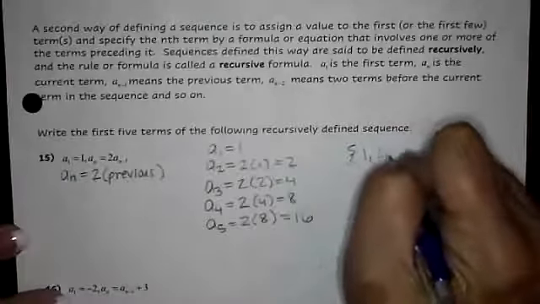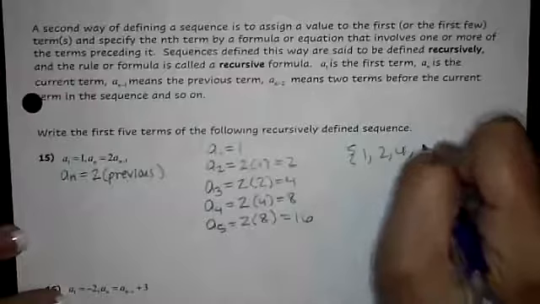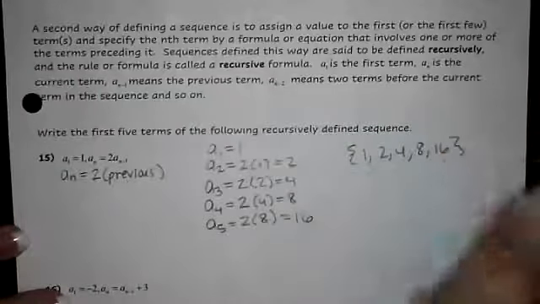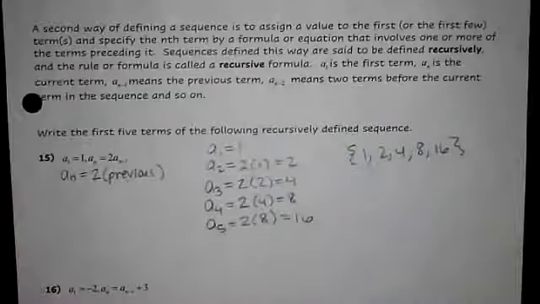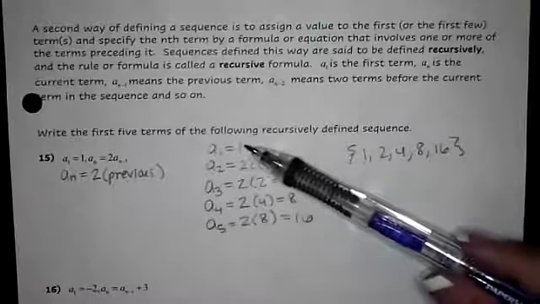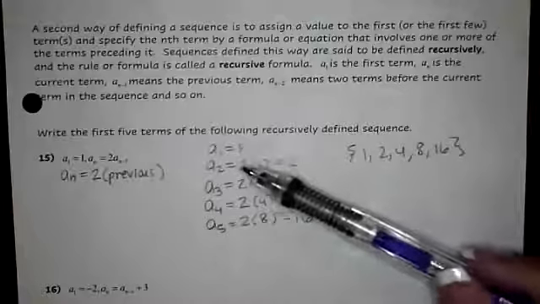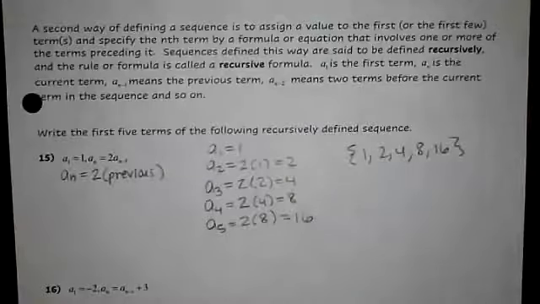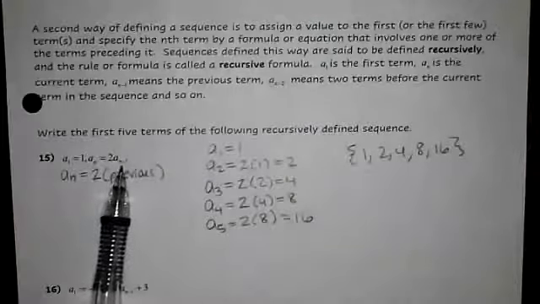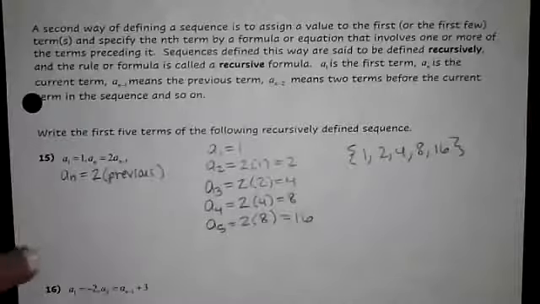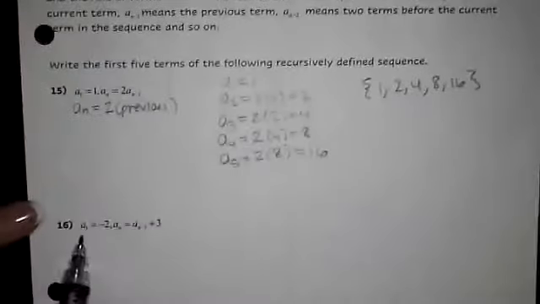So this one is a basic recursive. It wasn't that difficult to use the one before. There are some that do get a little bit tricky, and we'll talk a little bit more about those. But you are starting with the one they gave you, and then you're going to use the formula and always use the previous term, because that's what this means right here, the previous. All right, so let's look at another one here.